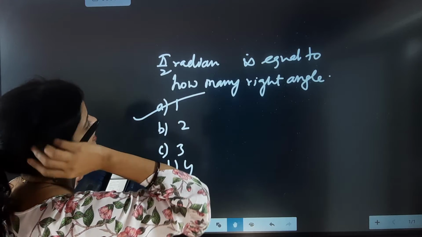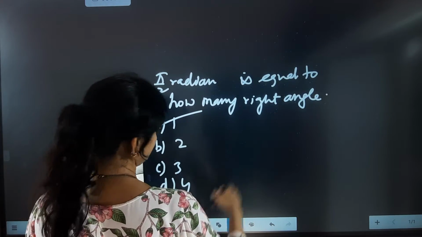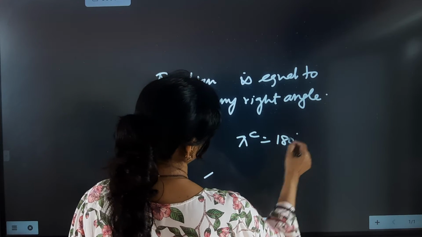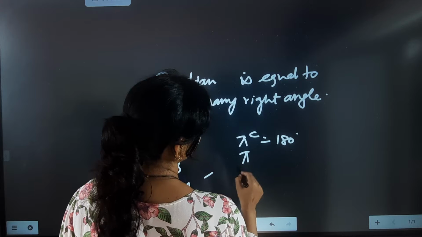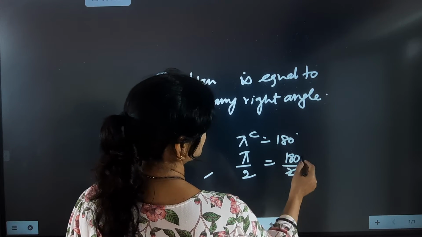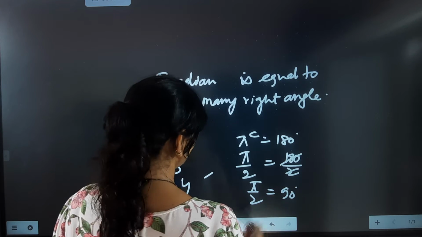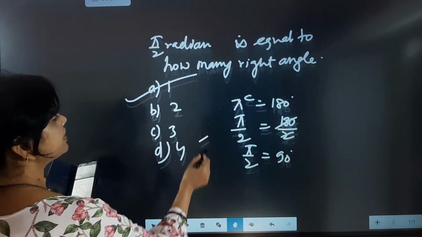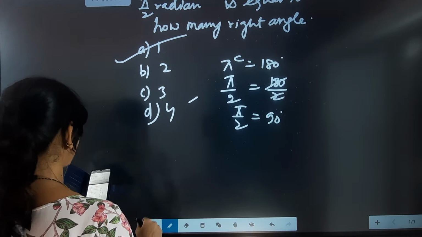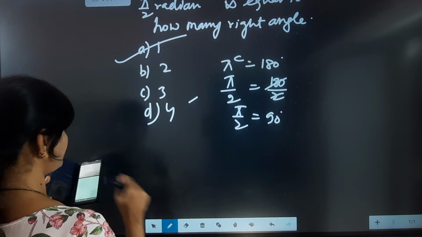Now if somebody asks you how many right angles pi by 2 is, you can also prove this. Pi radian is equal to 180 degree. So pi by 2 radian will be equal to 180 degree by 2. So pi by 2 radian is coming as 90 degree. That means pi by 2 is coming as 1 right angle. Okay.